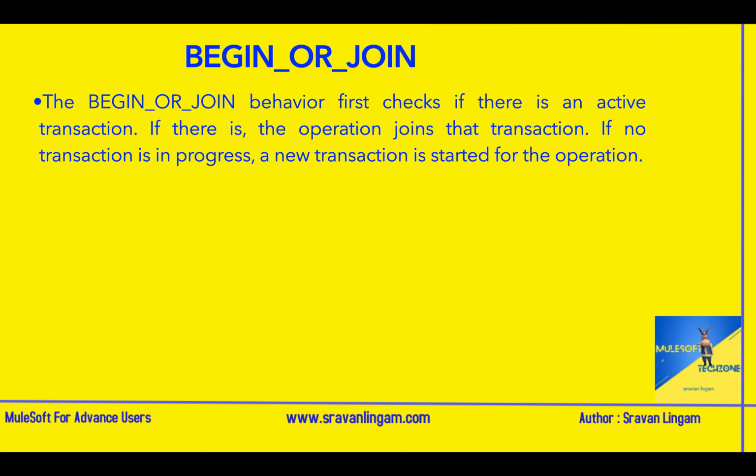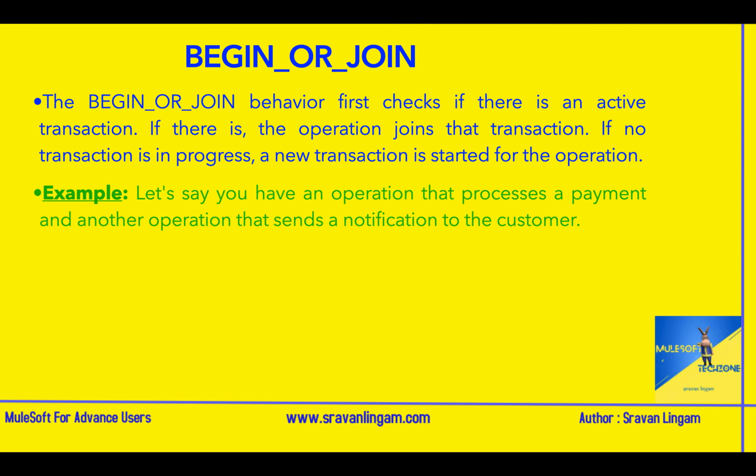It will first check if there is an active transaction going on. If there is an active transaction, the operation joins that transaction. If there is no transaction in progress, a new transaction is started for the operation. So this is like begin or join. It will look for the active transaction.